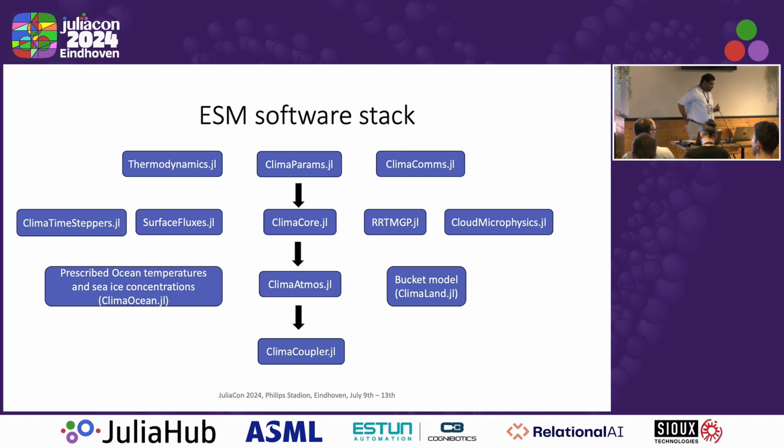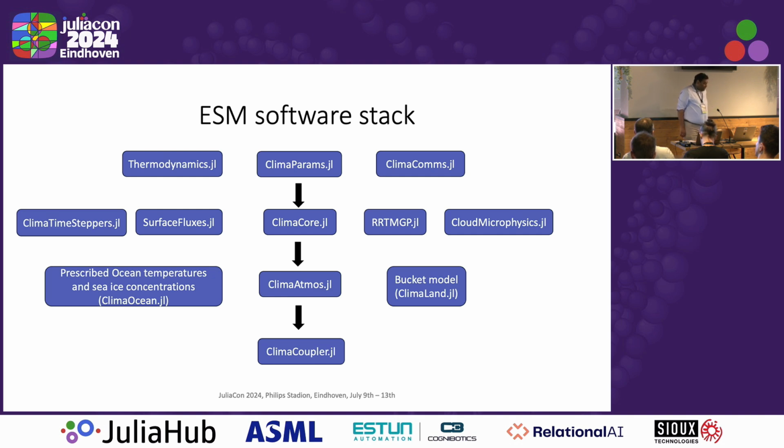At the next level, we have the ClimaCore, which provides the spatial discretizations for our simulations, the needed infrastructure for the spectral elements and the finite difference. Similarly, we have the Clima time steppers, which provide the time stepping code. Then we have the RRTMGP, which provides the radiative fluxes. Then the cloud microphysics, which provides those cloud parameterizations. And then the surface fluxes, which provides the interface fluxes at the atmos-land and atmos-ocean interfaces.